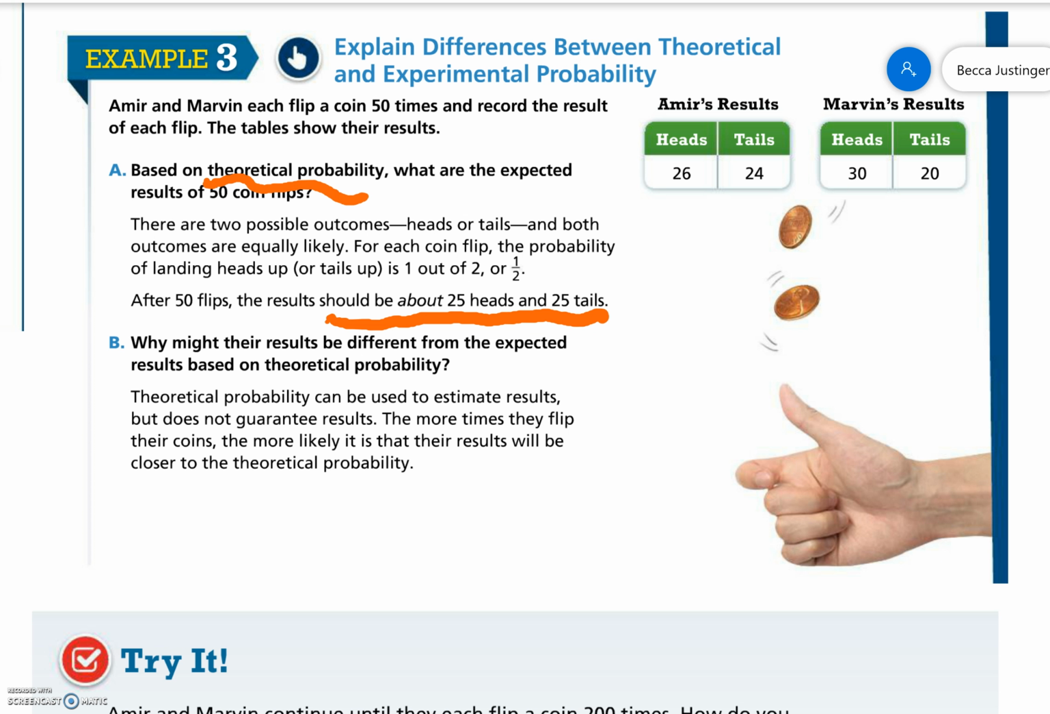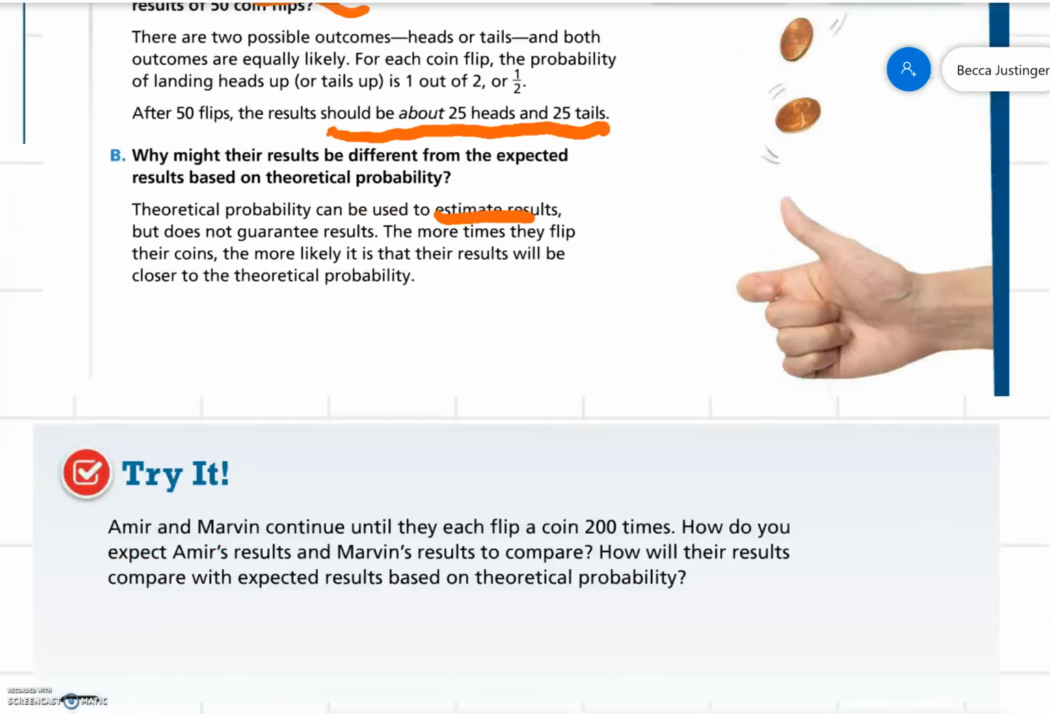Why might the results be different from the expected results on the theoretical probability? Theoretical probability can be used to estimate results, but it does not guarantee results. The more times they flip their coins, the more likely that their result will be closer to the theoretical probability.